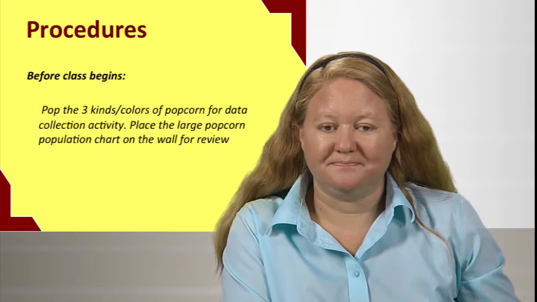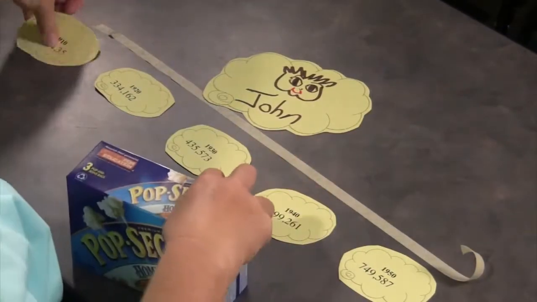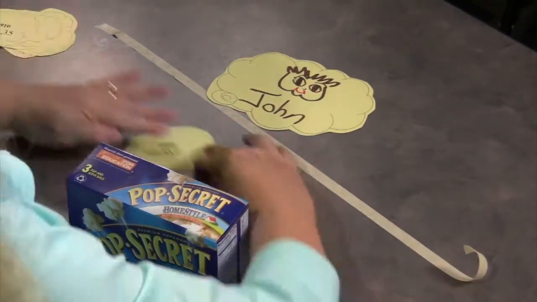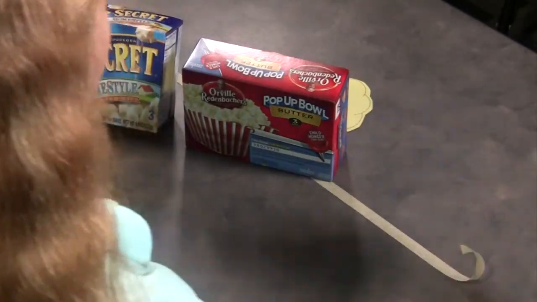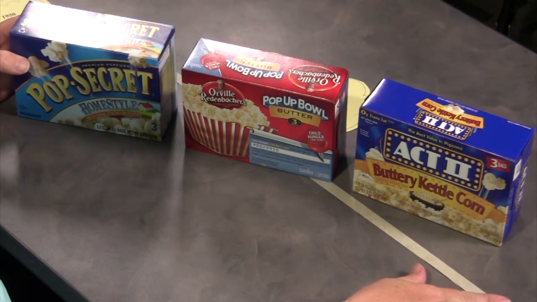Day 2. You would want to get 3 different types of popcorn. You can choose 3 different flavors or 3 different brands. I chose Pop Secret, Orville Redenbacher, and Act 2 for choices.